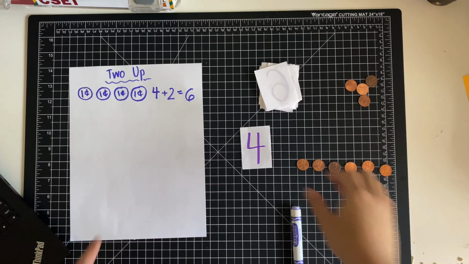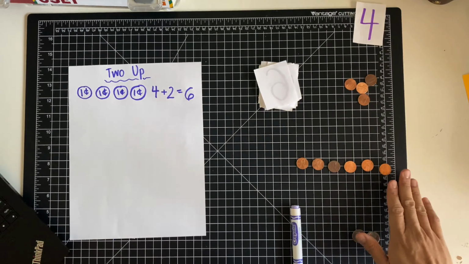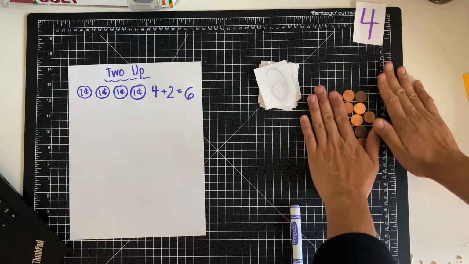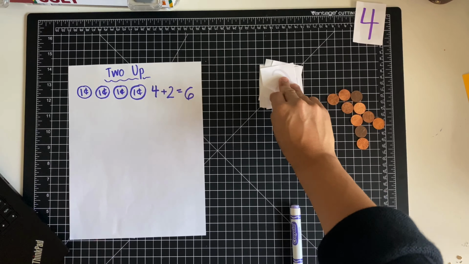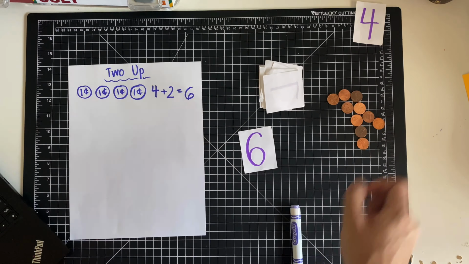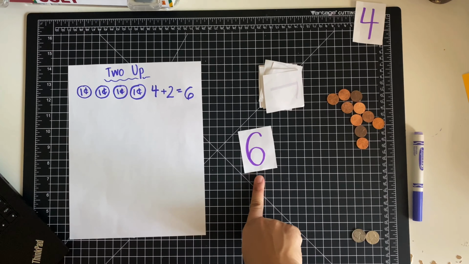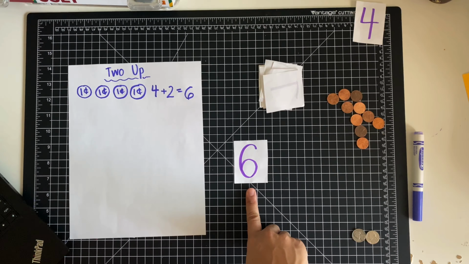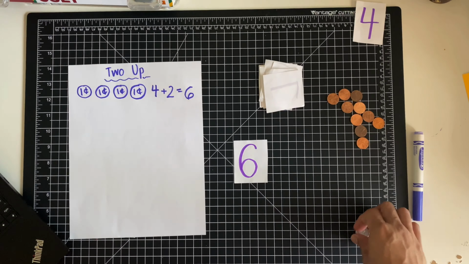Cool, so we are done with the number 4. I'm gonna put that away, put my pennies back here, and I'm gonna grab another card. We'll just do one more together. What number is this? The number is 6. So remember, the first thing we're gonna do is build the number 6. Is 6 more than 5?